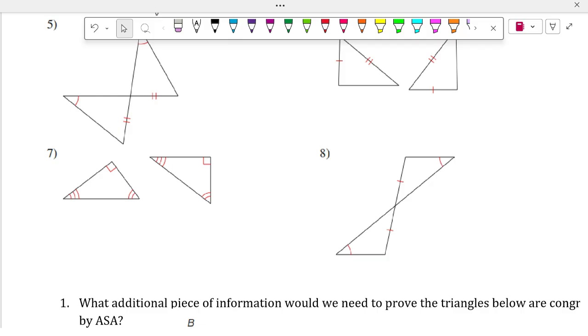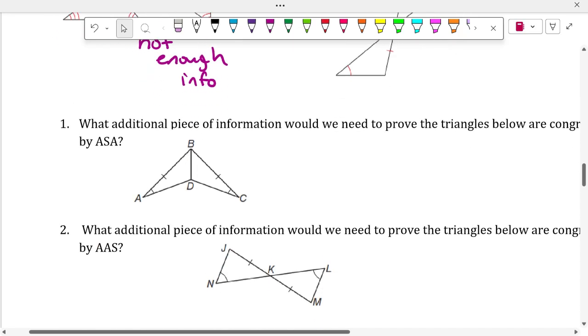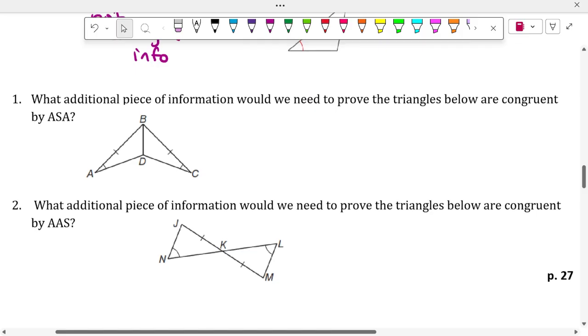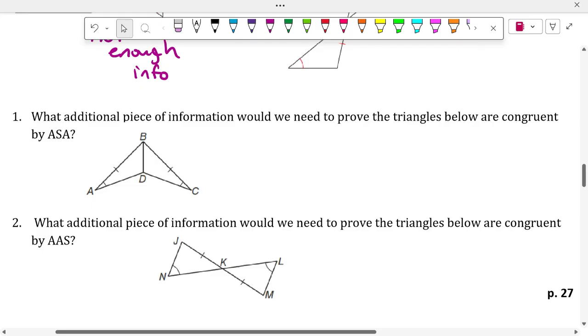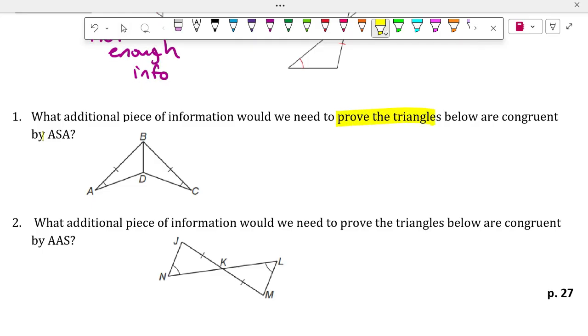So this one, not enough info. They're asking, what additional piece of information do I need to make sure that these triangles are congruent by ASA? Based off of this triangle, I wanted to prove it by ASA, so angle side angle. What piece do I need to show is congruent? We're not going to actually show that they're congruent, but what piece would make it congruent? What do I need to add on to it?